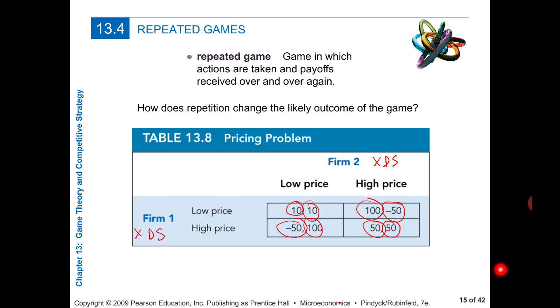But let's say we take a scenario where both firms decide to charge high prices for their goods, and with high prices, you end up with this equilibrium where both of them can get 50-50. This is the high price box.